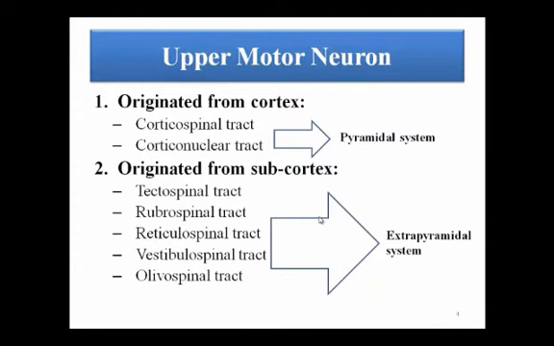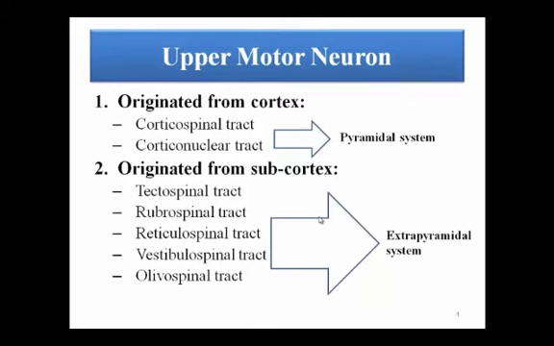The upper motor neurons which originate from the cortex are the corticospinal tract, which originates from the cortex and terminates in the spinal cord, and the corticonuclear tract, which originates from the cortex and terminates in the nuclei of the cranial nerves at the brainstem. Both are called the pyramidal system.